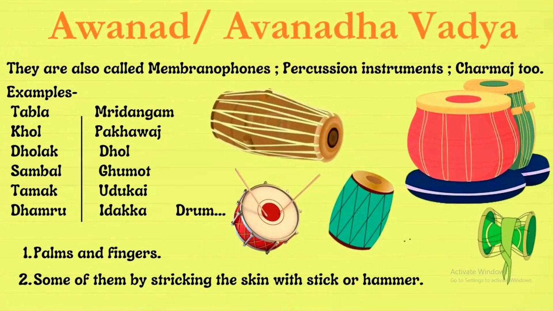Here the first will be the Avnad Vadya. It is also called Charmaj Vadya. In this particular session, we can cover around 40 plus instruments with their sounds, and the other explanations will be shown in these slides. So we start. Avnad Vadya are played with palms and fingers, and some by striking their skin with a stick or hammers. So start with that.